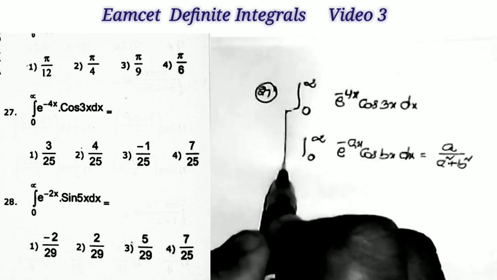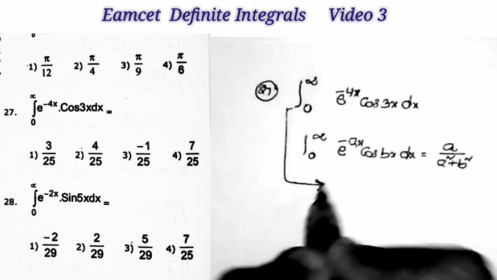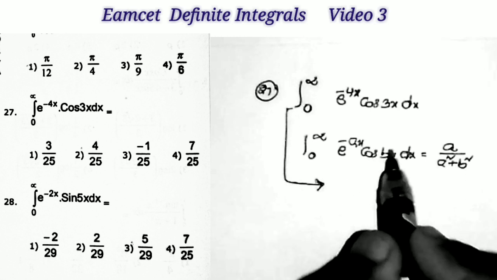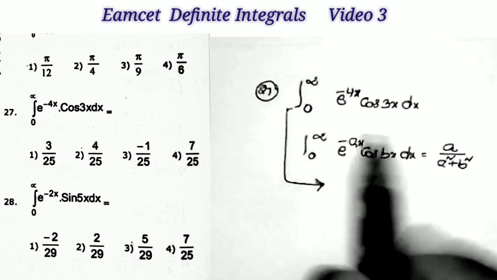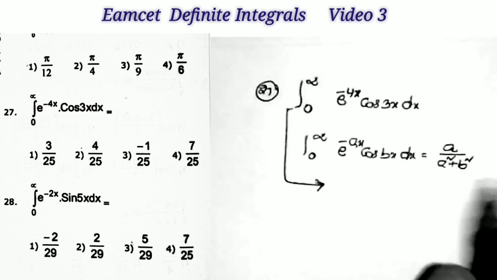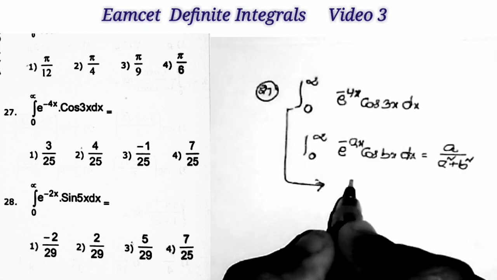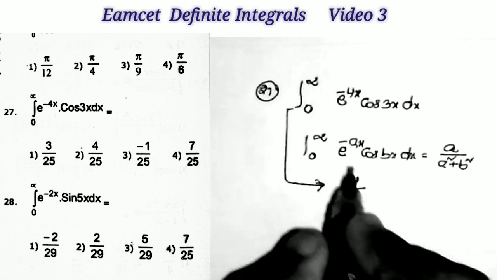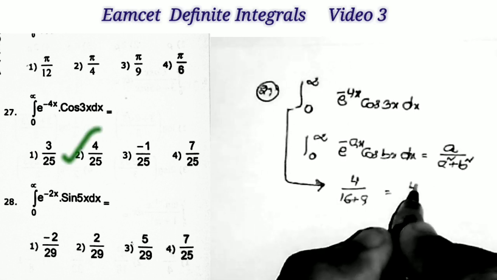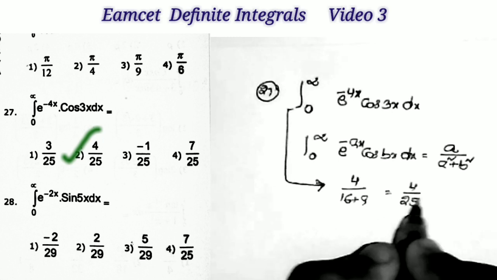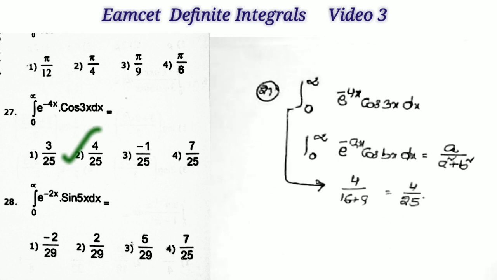Now applying that formula to the given question. Observe here, these two are in the same form: e^(-ax) cos bx, integral 0 to infinity. So what is the answer? a by (a square plus b square). What is a value? Plus 4. a square plus b square, 16 plus 9. So the answer is equal to 4 by 25. That's all, and this is the second option.